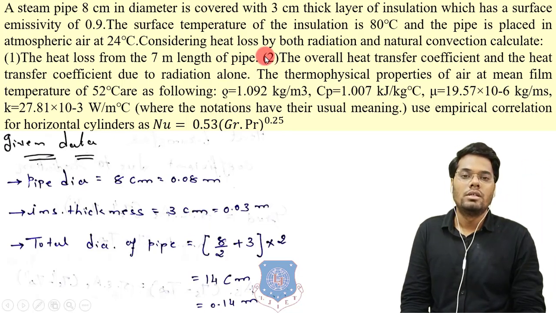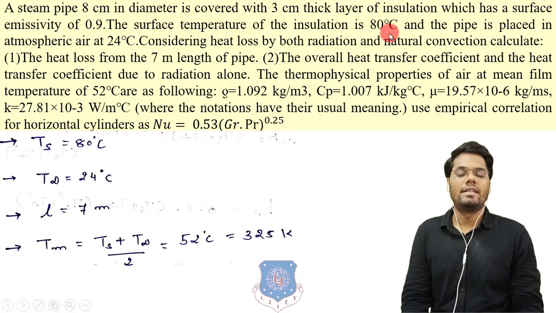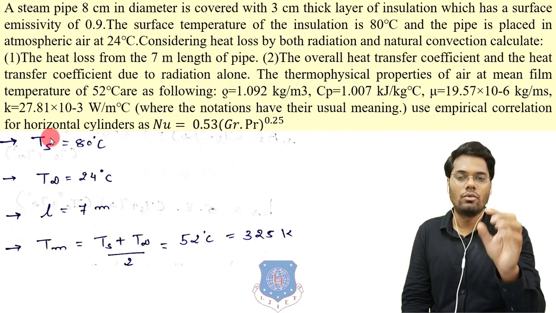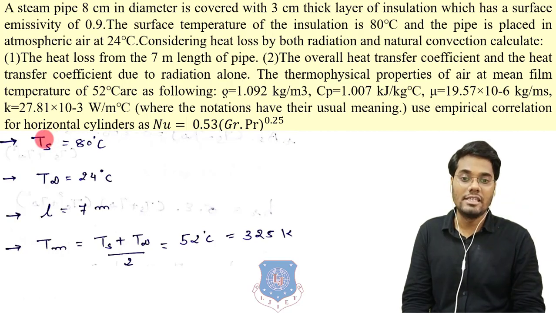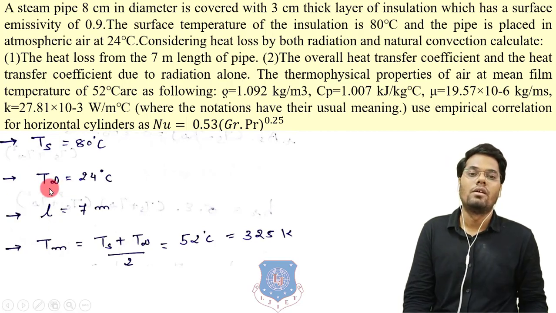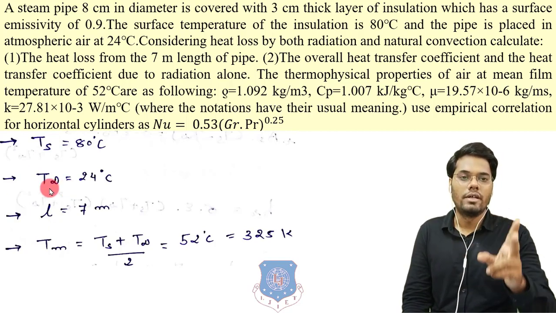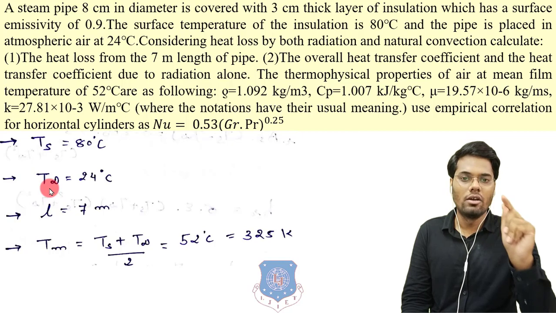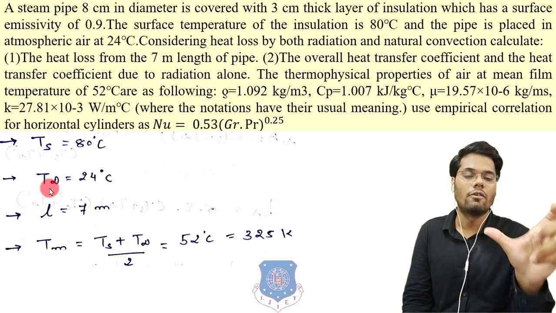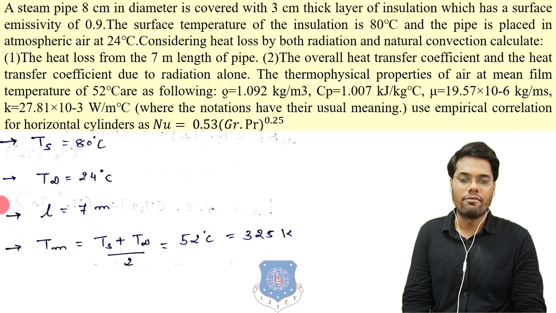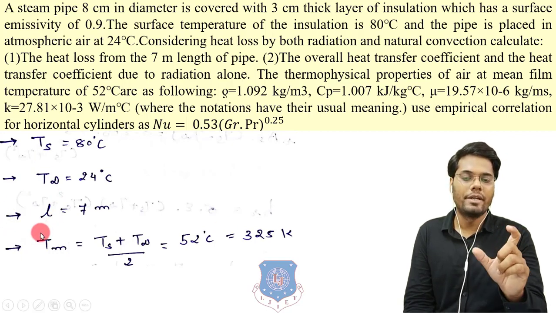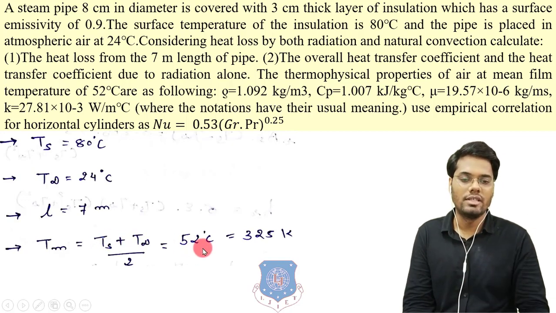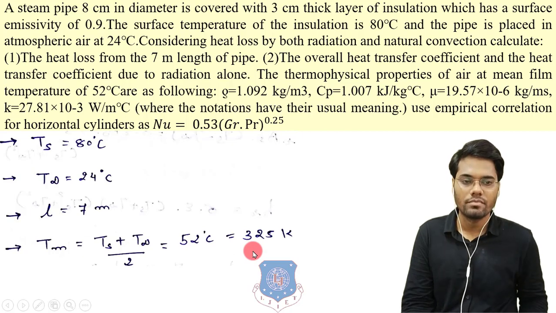Done. The surface temperature of the insulation is 80 degrees Celsius, so that Ts is 80 degrees Celsius. This pipe is placed in atmospheric air whose temperature is 24 degrees Celsius, so that T infinity is 24 degrees Celsius. Now, considering heat loss by both radiation and natural convection, we have to calculate the heat loss from a 7 meter length of the pipe, so that L is 7 meter. Now first the mean temperature: (Ts plus T infinity) divided by 2, the mean temperature is 52 degrees Celsius, plus 273, so that is 325 Kelvin.